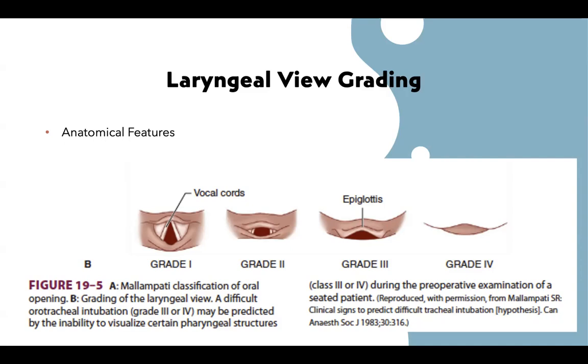Grade 1 laryngeal view: the glottis is fully exposed, including its anterior and posterior commissures. In grade 2 laryngeal view, the glottis is partially exposed. The anterior commissure is not visualized. In grade 3, the glottis is not exposed at all. Epiglottis cartilage only is visible.